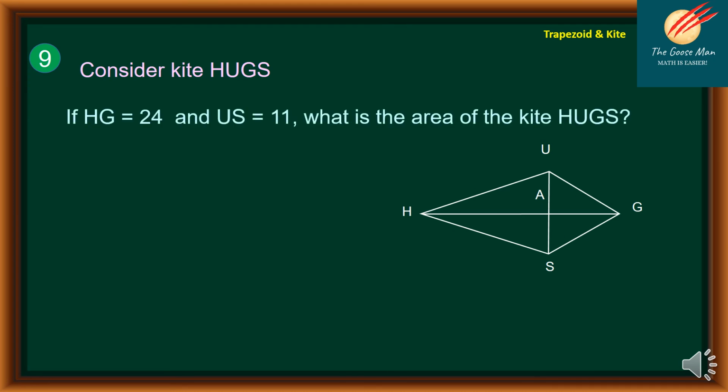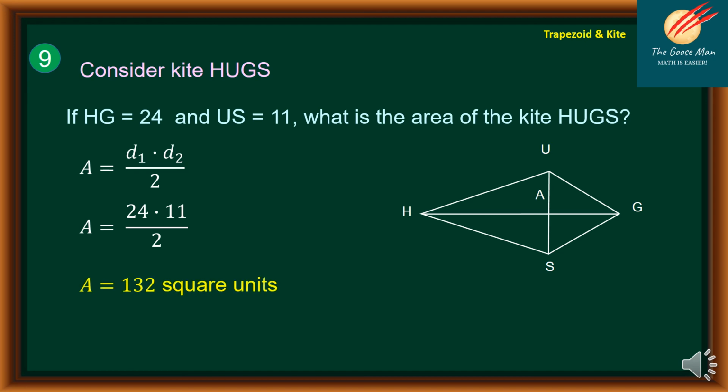For number 9, HG is equal to 24 and US is equal to 11. What is the area of the kite HUGS? Take note that the area is equal to diagonal 1 times diagonal 2 divided by 2. Our diagonal 1 is HG and diagonal 2 is US. If we substitute that, we have 24 times 11 divided by 2. So we come up with 132 square units.